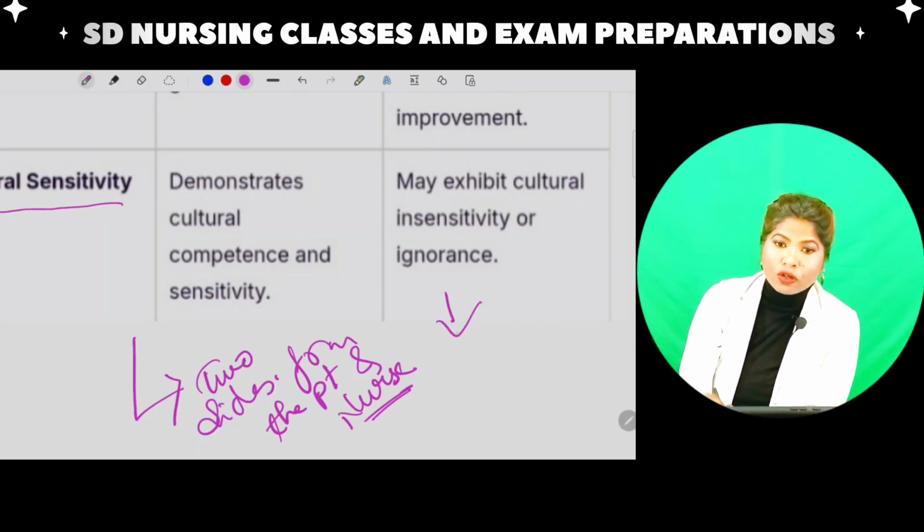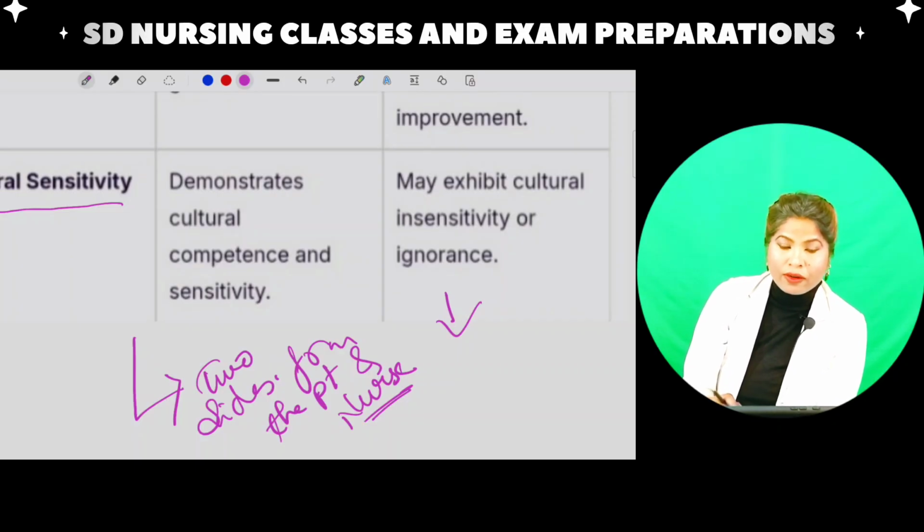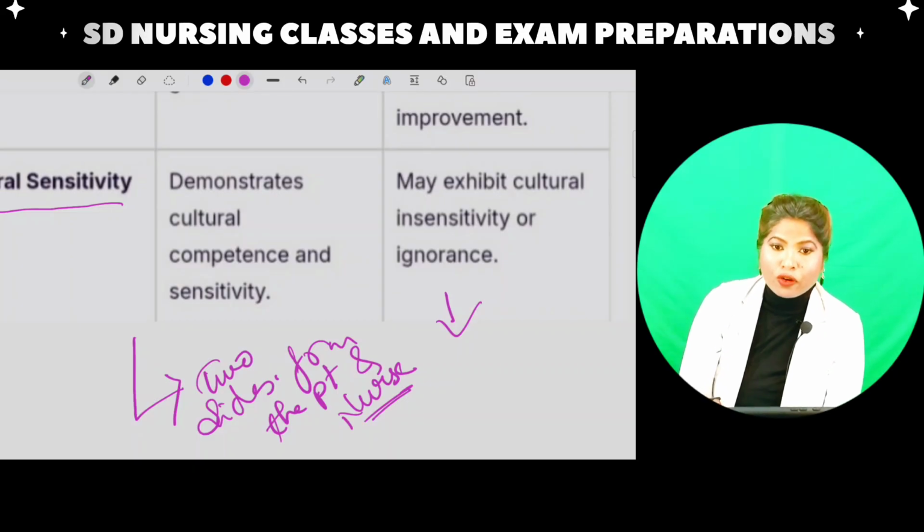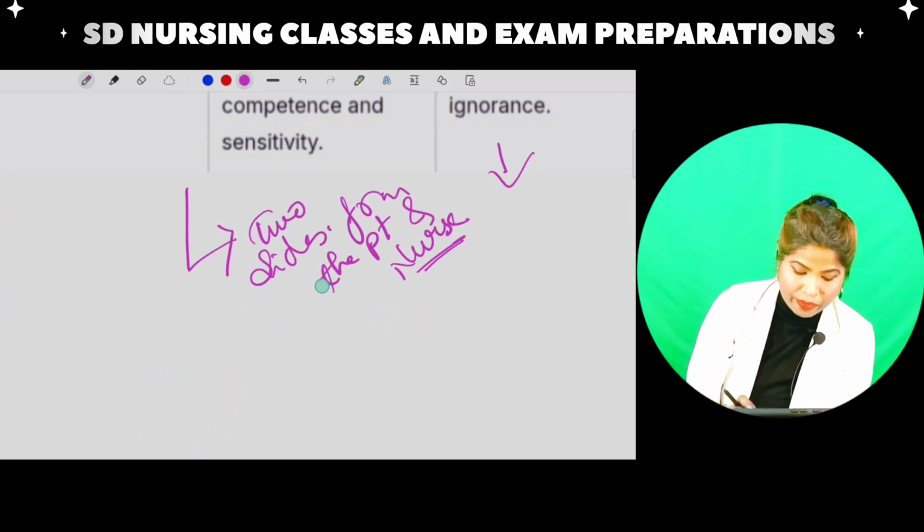The patient is not cooperating with you because you have not made him understand, or you are not communicating properly with the patient. That is why there is cultural insensitivity, meaning you are ignoring everything. When you make the patient understand, of course the patient may cooperate with you everywhere, but it is your fault if you are not communicating or talking with the patient properly.